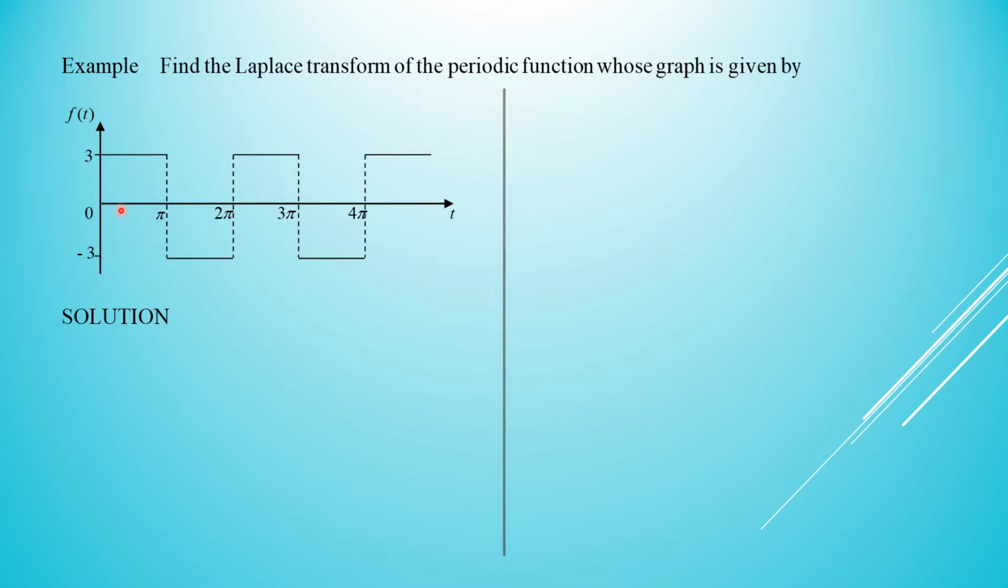So this is the complete cycle for the function f of t, and it keeps on repeating the same pattern over and over again for every 2 pi units. So we say that the period capital T is equal to 2 pi. Now let us write down the function f of t for the first cycle.